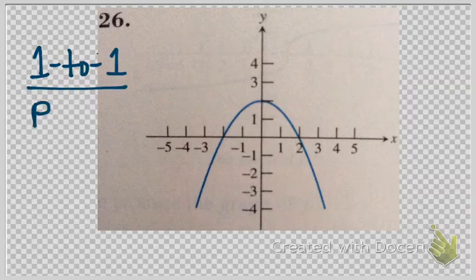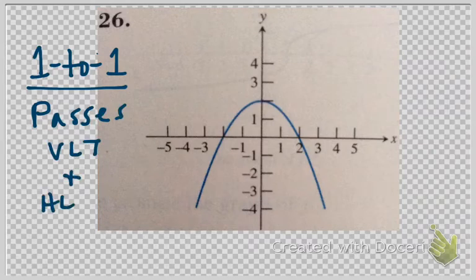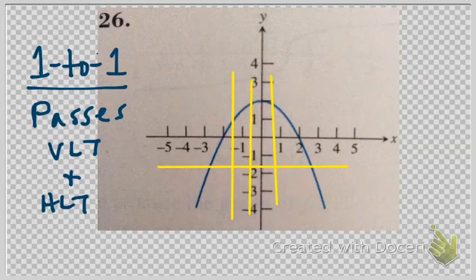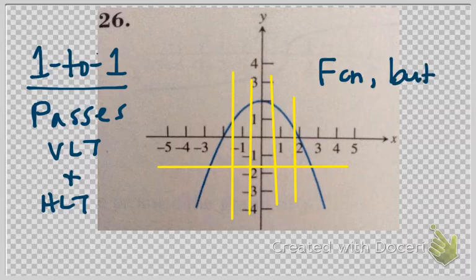One-to-one means that for something to be one-to-one, it has to pass both the VLT and the HLT. So right out of the gate, when we do the horizontal line test, we see this one's going to fail. Now it does pass the vertical line test. I can put these in here all day long. So it is a function, but it's not one-to-one.